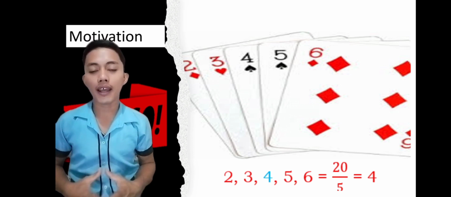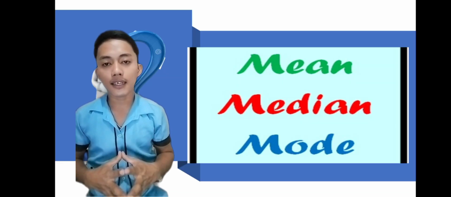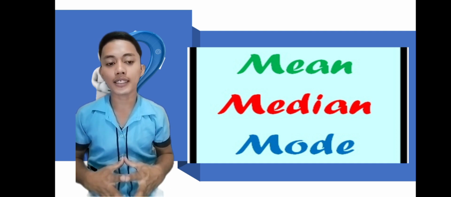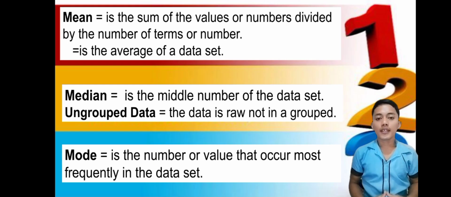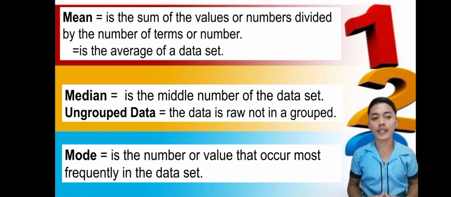Now, at this time, what is mean? Second, what is median? And number 3, what is mode? So, let's discuss it one by one. First, the mean. Mean is the sum of the values or numbers divided by the number of terms. It is the average of the data set.